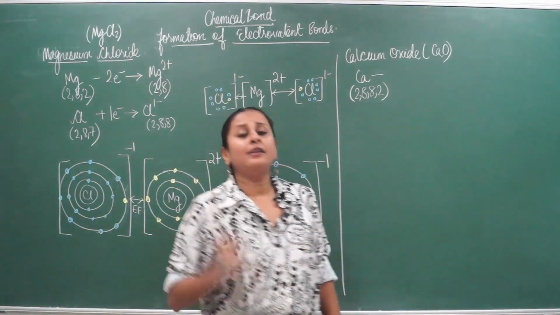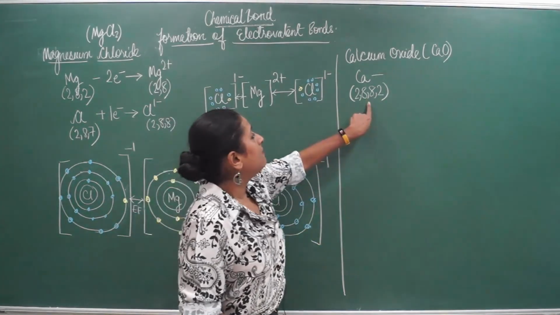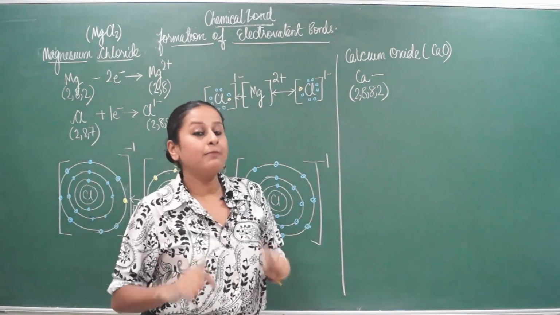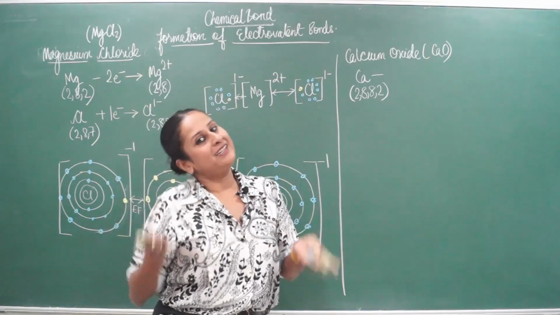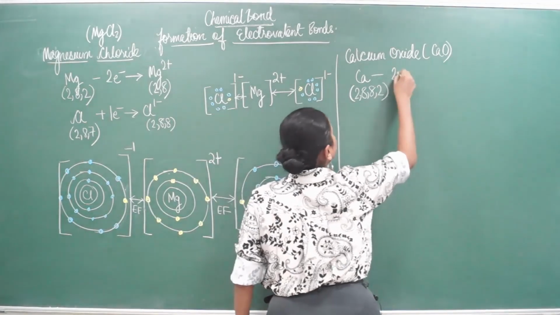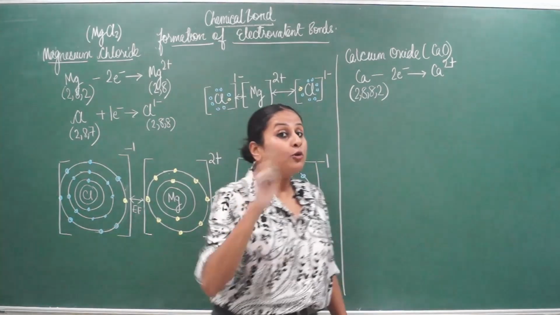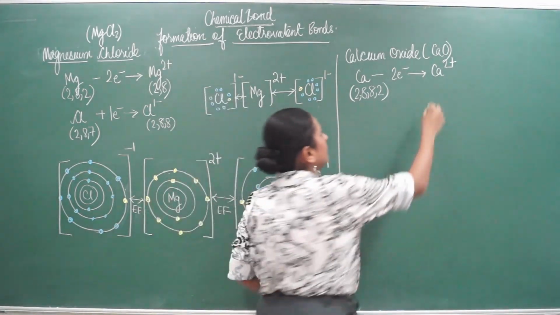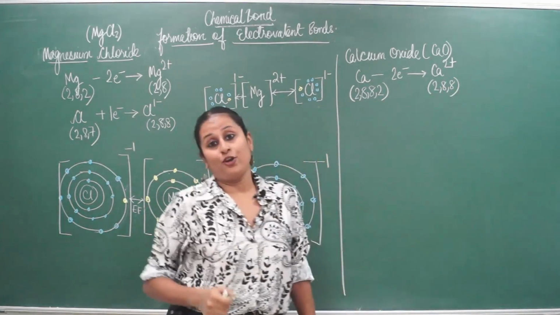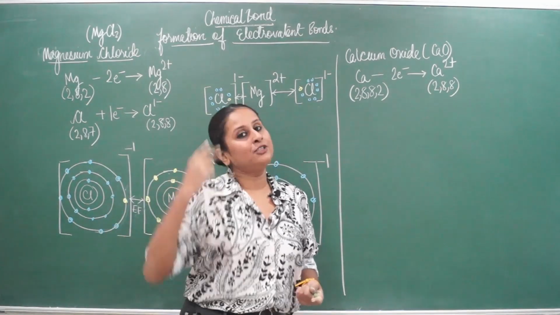Now it wants to get octet stability. It wants to have an octet in its last orbital. So can we say that it wants to become like its nearest noble gas? Who is the nearest noble gas to calcium? Argon. Both ways of remembering it are correct. So it wants to become 2,8,8. So what will it do? It will lose 2 electrons and it will become a calcium ion. It will have 2 positive charges. Why? Because now this calcium ion only has 18 electrons but 20 protons. So who has a bigger charge? Protons. By how much? 2.